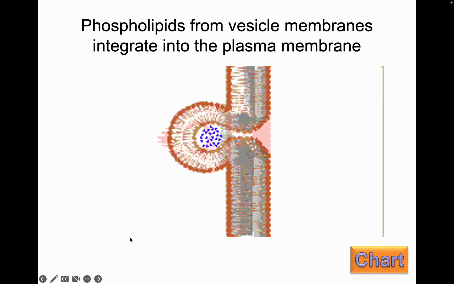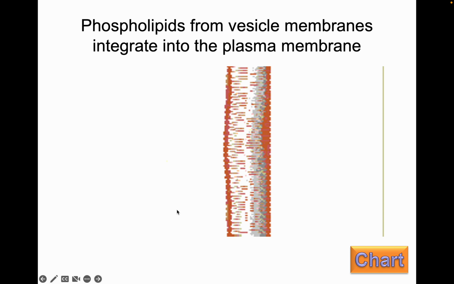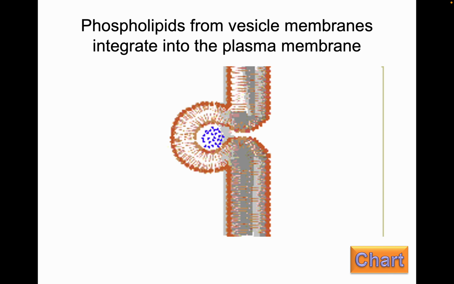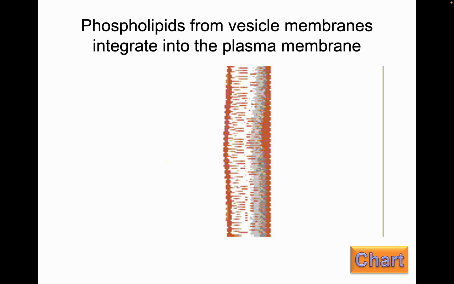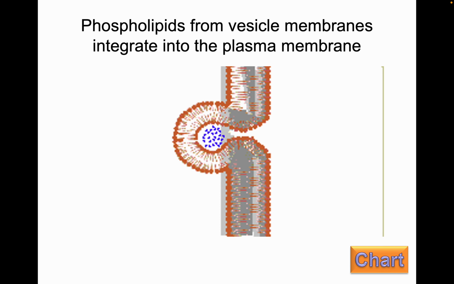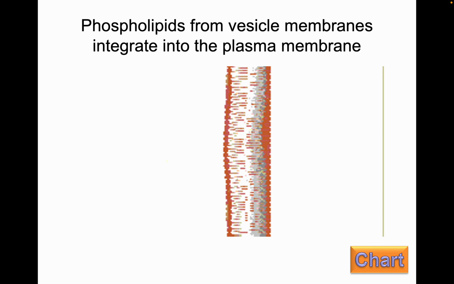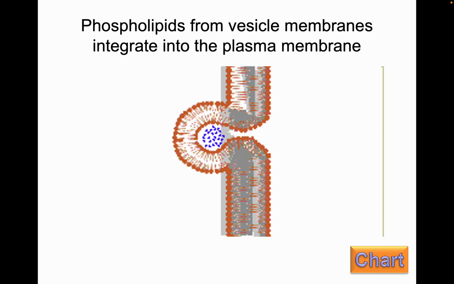So here is the animation of how the phospholipids form vesicle membranes, integrate into the plasma membrane to get rid of those materials. Okay? So here, I prepared a video animation about phospholipids, or about the overall cellular transport mechanisms, as a summary of the things we discussed about cellular transport mechanisms.